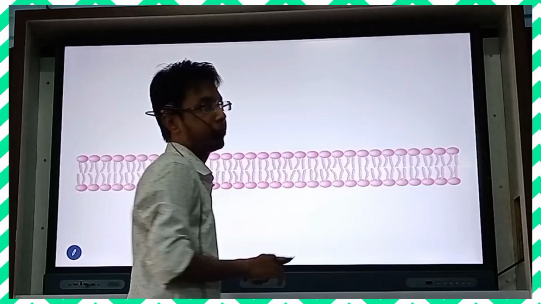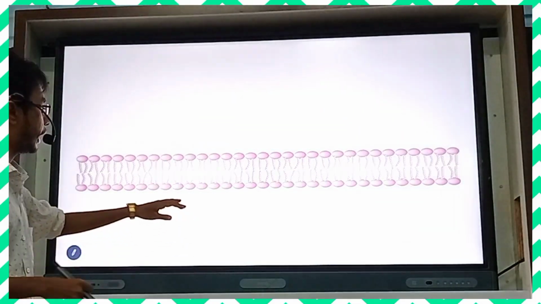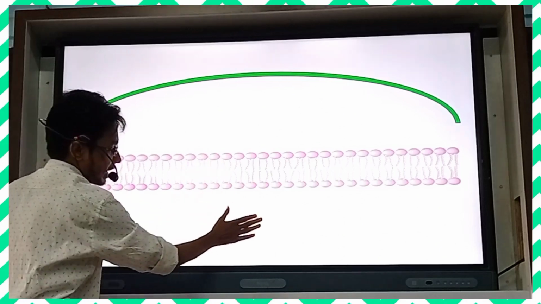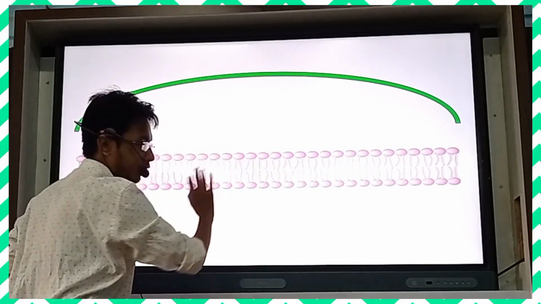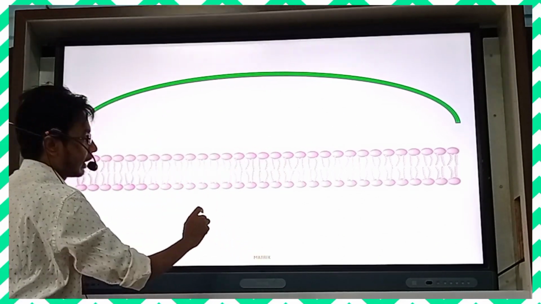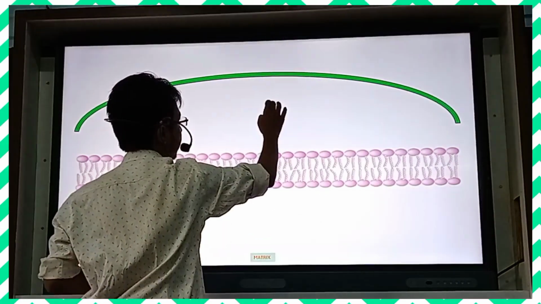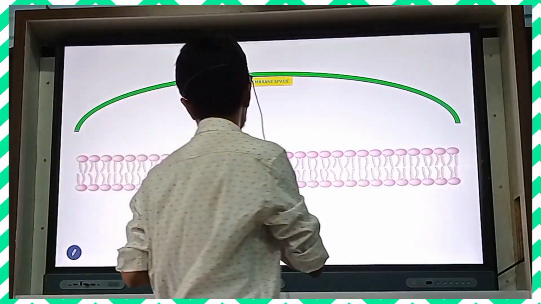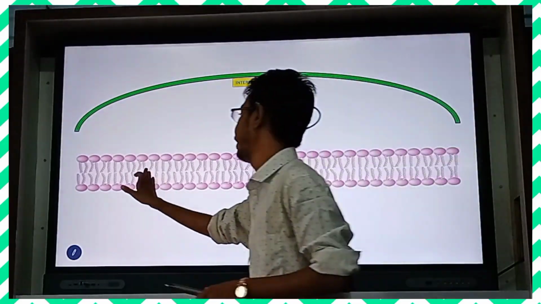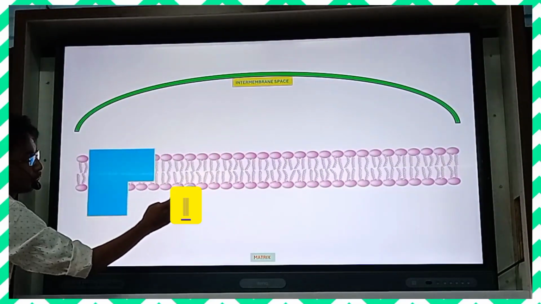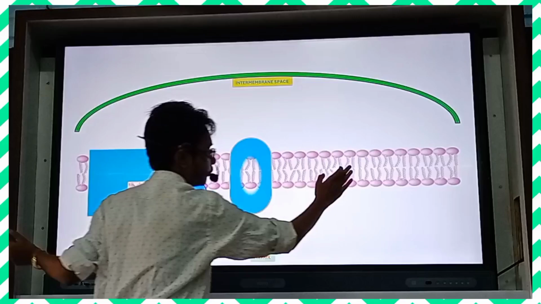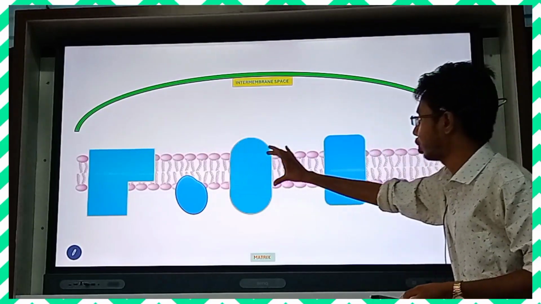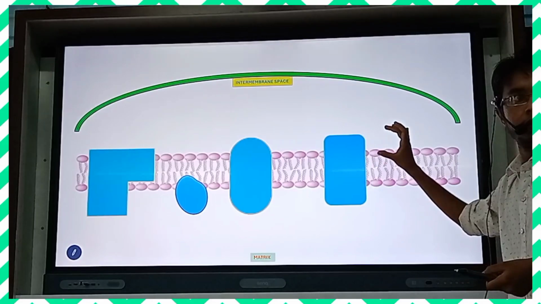This is the inner membrane of the mitochondria and this is the outer membrane. Inside the inner membrane of the mitochondria is the matrix, and the space between the two membranes is the intermembrane space. There are several types of complexes, like complex 1, complex 2, complex 3 and complex 4, which are embedded in the inner mitochondrial membrane.